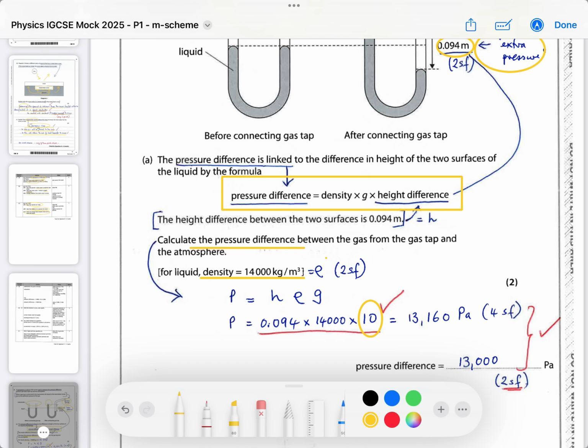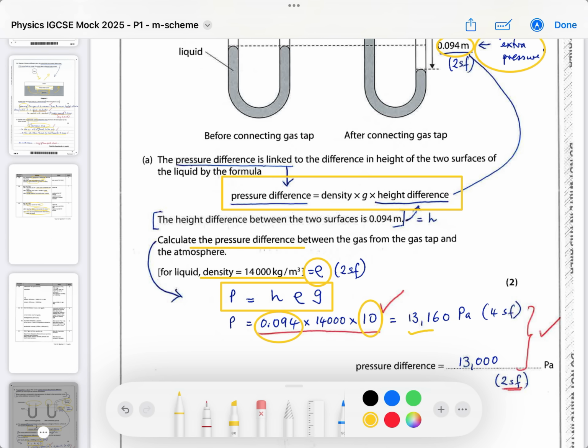So this density, we use the letter rho, yeah? So the pressure difference in symbols will be P equals h rho g, if you like, where g is 10, rho is given to us, and h was given to us in the diagram. Yes, the height difference is 0.094 from the diagram. 14,000 density is given to us, and 10 is a known constant, and that's what you use for GCSE. At A level, g is given to 3 significant figures, and it would be 9.81.